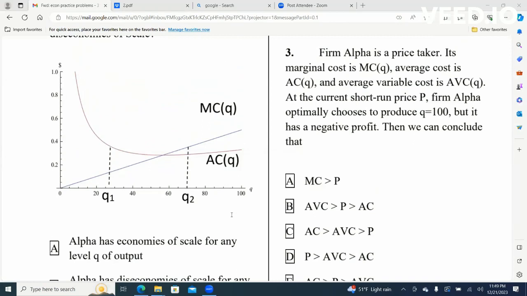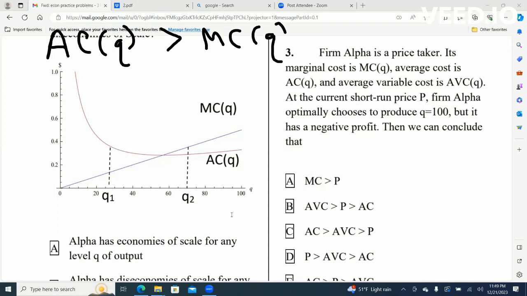So remember, there's two things that we can say. If the average cost is greater than the marginal cost of Q, that's all we need. So the average cost is greater than the marginal cost. Where is that going to be true here? Average cost greater than marginal cost, then we are demonstrating economies of scale. And of course, the other one will just be the opposite.